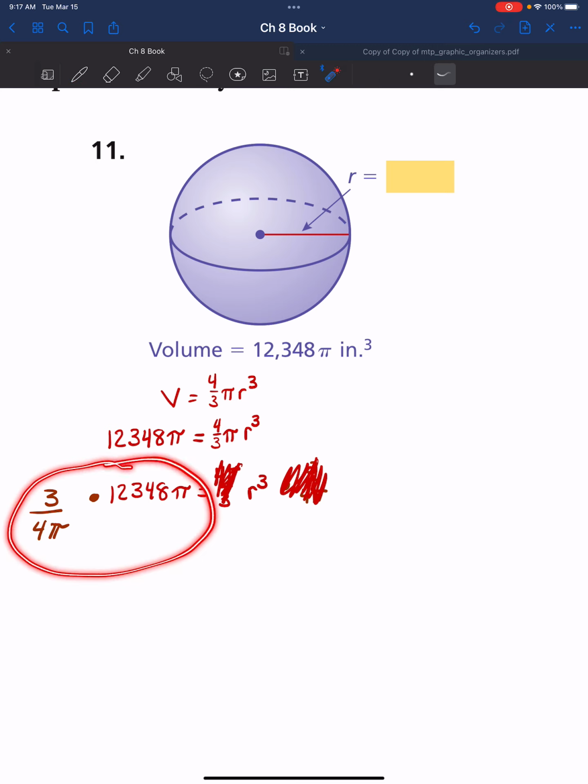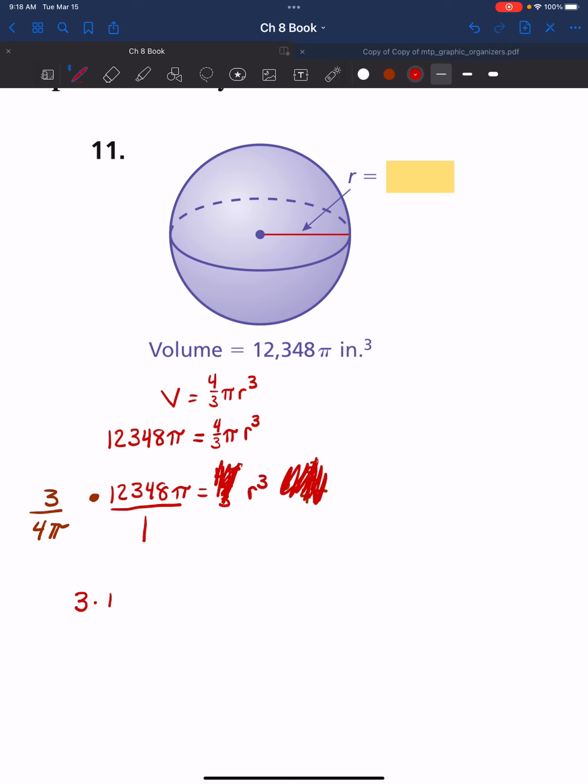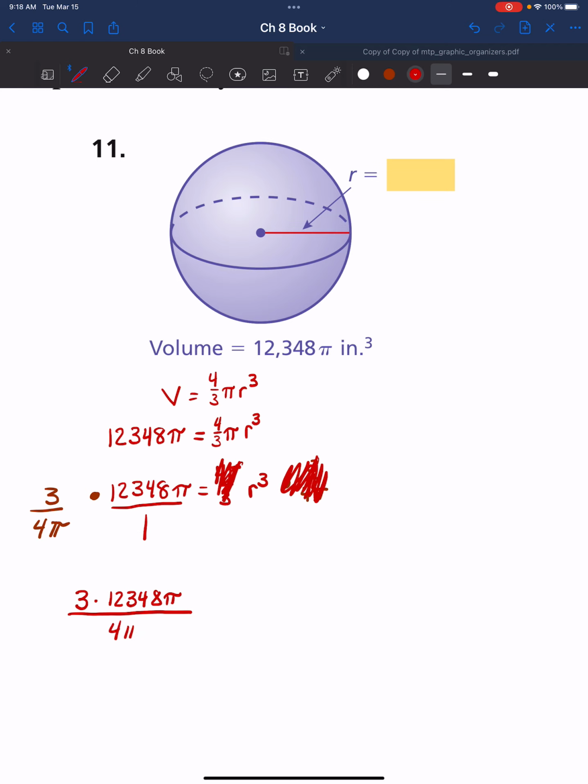This is where this math works and why it works. If I put this over 1 so that I can multiply these as fractions, right? Technically, I'm taking the tops times the tops, the bottoms times the bottoms. I've got 3 times 12,348 pi on top of 4 pi times 1. Isn't that just 4 pi?